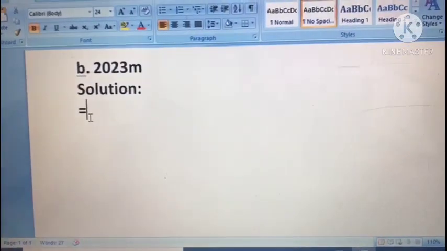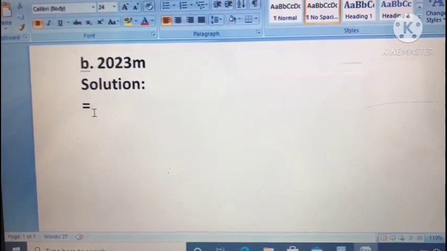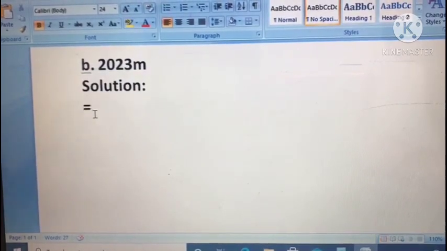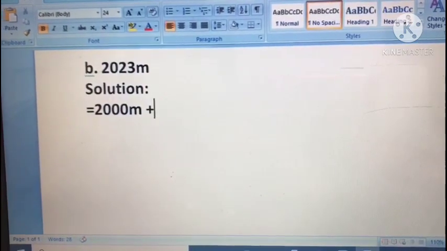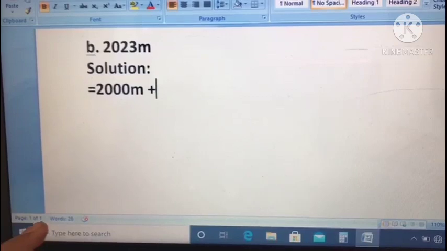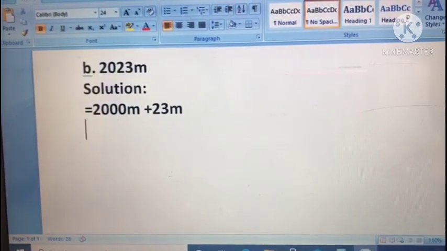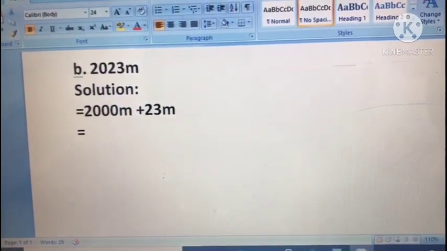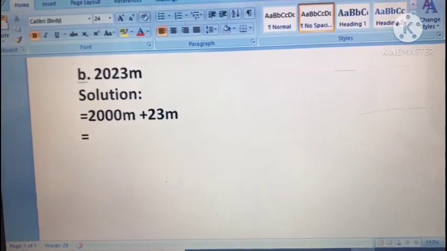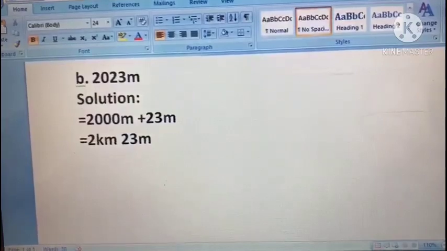Part B, 2023 meters. As we are going to convert it into kilometers and meters, here we have 2000 meters plus 23 meters. As we know that in 1 kilometer there are 1000 meters, 2000 meters will be equal to 2 kilometers, and 23 meters will come as it is.